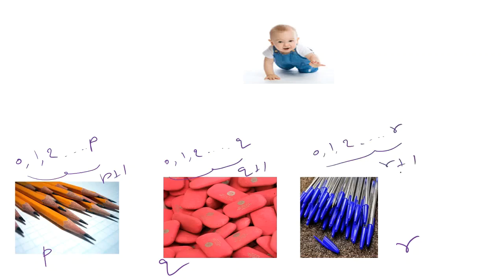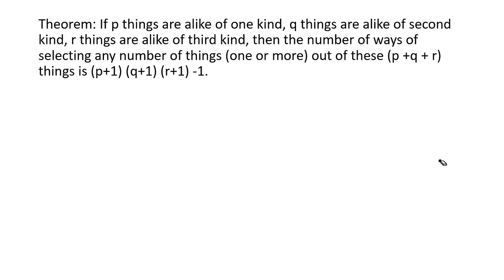Now the total number of ways of selecting these objects is going to be p plus 1 times q plus 1 times r plus 1. But there is one combination where 0, 0, 0 is there. If we select 0 here, 0 here and 0 here, then he is not going to select anything. That is not allowed. So we have to remove 1. Therefore the result is p plus 1 times q plus 1 times r plus 1 minus 1. So you can take this as the proof.